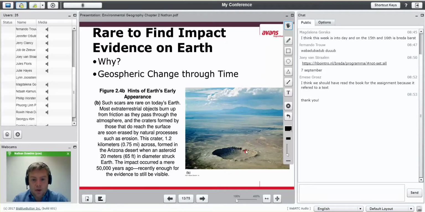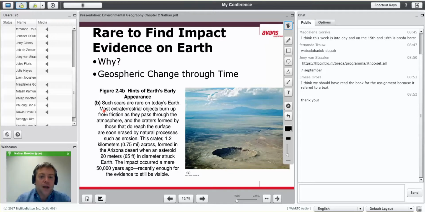I've been here in Arizona. It's called the Great Crater. I have a mug at home somewhere. It's rare today to find these kinds of impact craters. And well, the question is why. I actually already told you that.